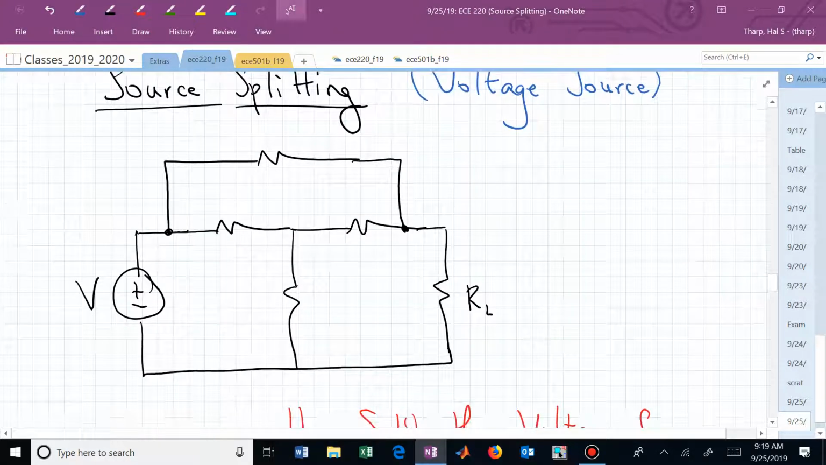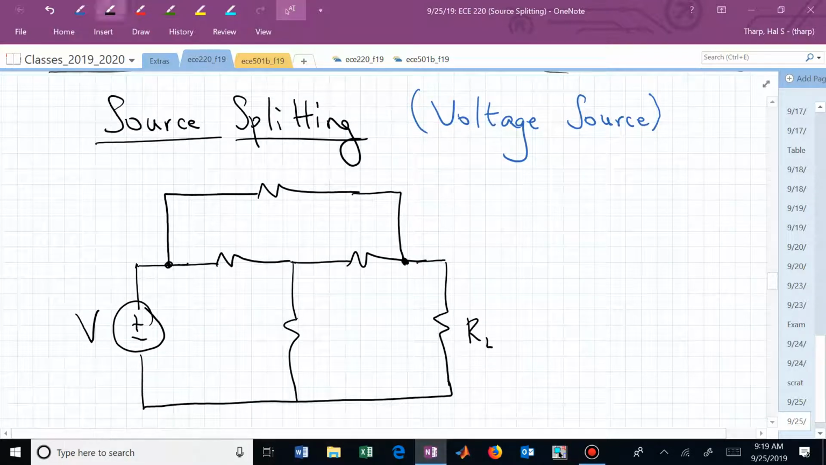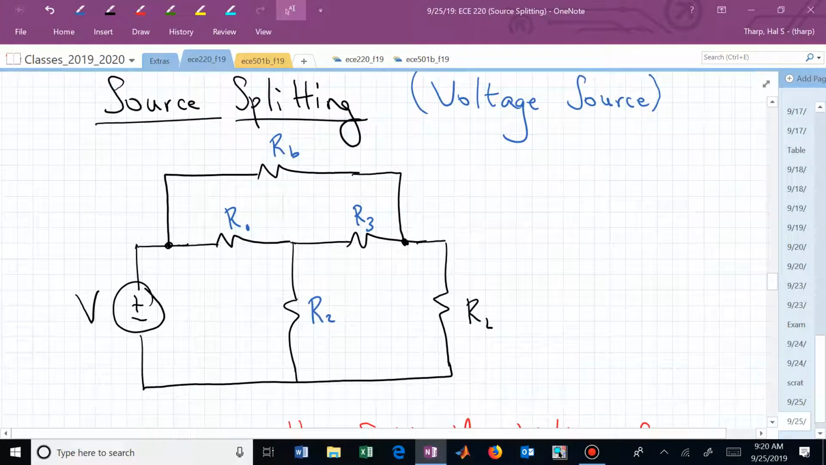Let's look at source splitting with a voltage source. Here, let's go ahead and label these. Maybe this is now R sub B, R1, so we can track what we're doing. Let me make sure I'm consistent with my notes. We now have this circuit.